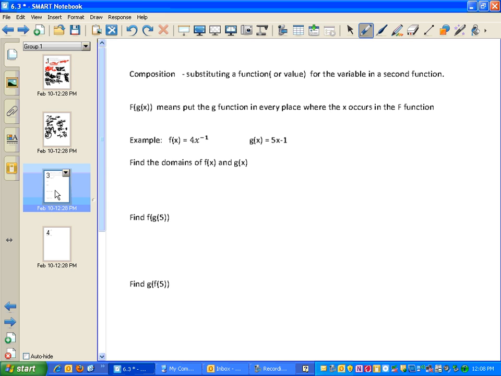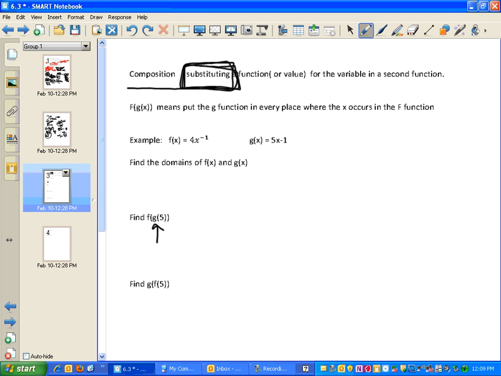Composition. I want you to know that composition is just substitution, because you guys are going to make this so hard, and it's not. Composition is substitution. What looks like composition is this right here. This is an example of a composition. And you work from the inside out.